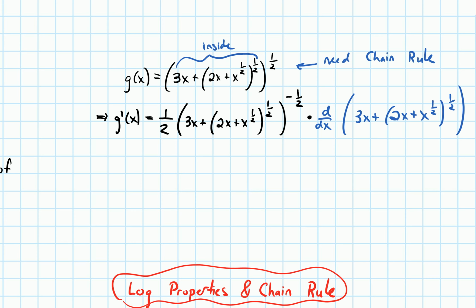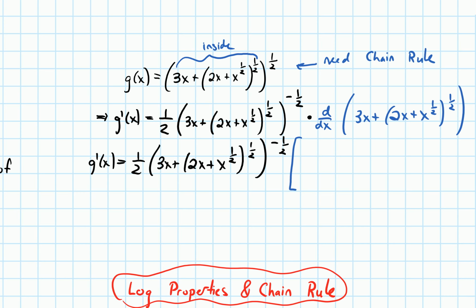Alrighty. So the stuff that's in front here is going to stay the same. So we have g prime of x equals, all of the stuff in black will stay the same, 1/2 and then times (3x plus (2x plus x^(1/2))^(1/2)), that whole thing to the negative 1/2. So that just stays the same. But now we have to do this next derivative. So to do that next derivative, let me put a bracket. Let me give myself some room for this. So first, the derivative of 3x is just 3. So that one's not bad. And then we have this (2x plus x^(1/2)), that whole thing to the 1/2 power.